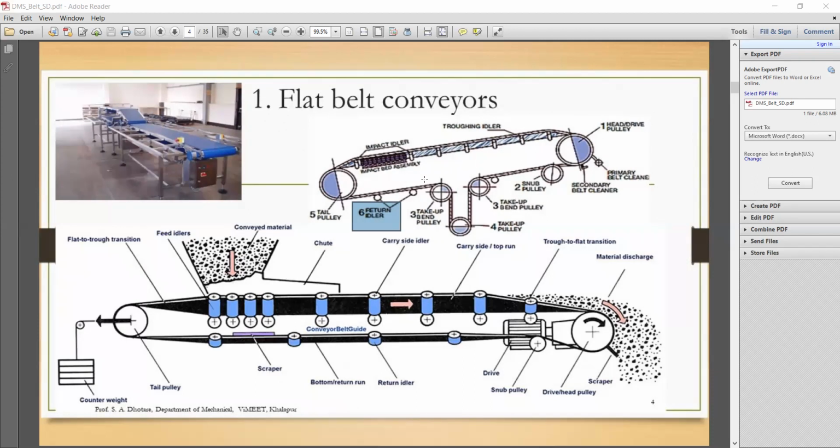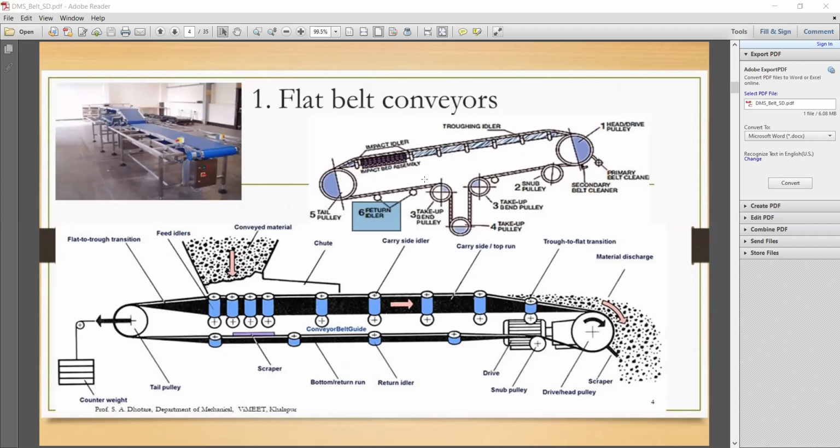Head pulley or you can say driving pulley, which is coupled with the driving unit and drives the belt conveyor system. Third one is a tail pulley. Tail pulley is located at the tail end of the conveyor. The belt conveyor runs with the help of head pulley and tail pulley. Snub pulleys are used to change the direction of the conveying belt or conveyor belt.